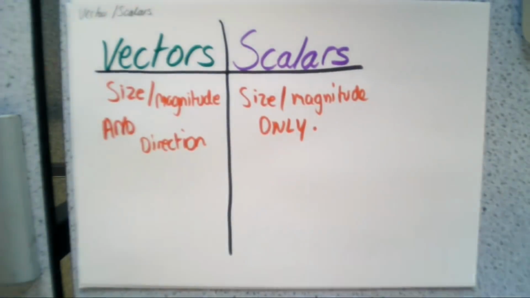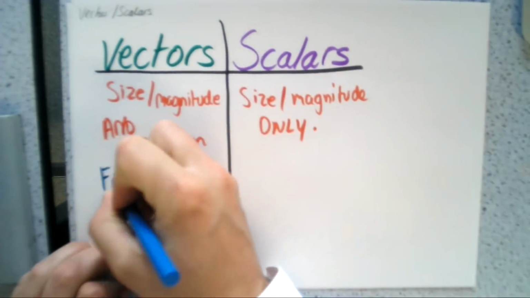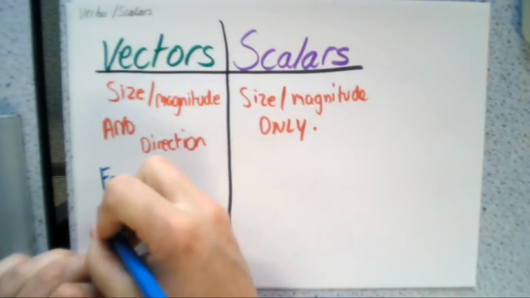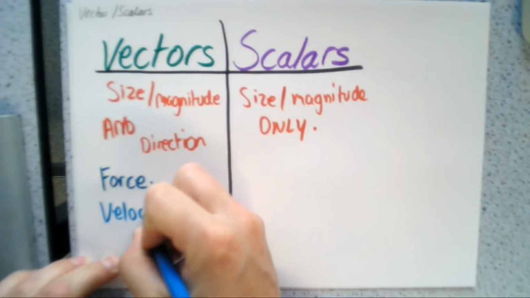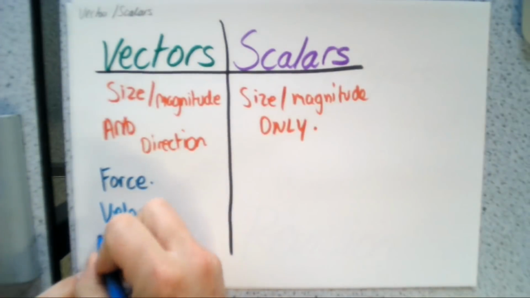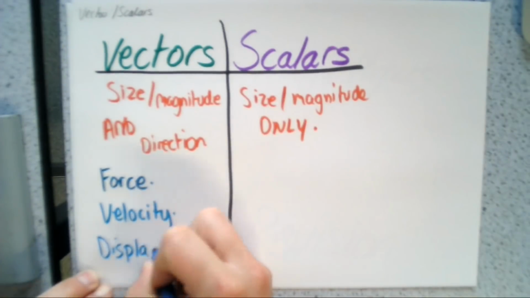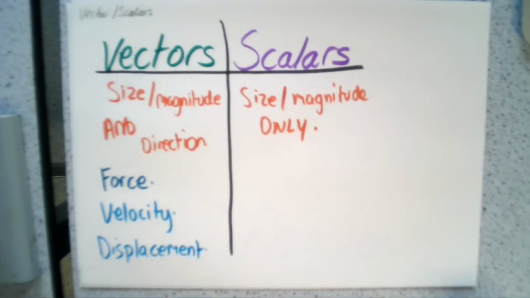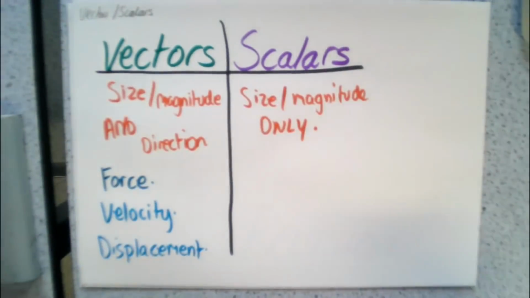So when we think about examples of vectors and scalars, the first one that you can talk about straight away is force. Okay, forces are vectors because they always have a size and a direction. Velocity is the speed of an object in a given direction. Displacement, the one that people always forget about, displacement is the distance an object has travelled in a given direction. Okay, as soon as you put that direction part in there, you're talking about a vector.